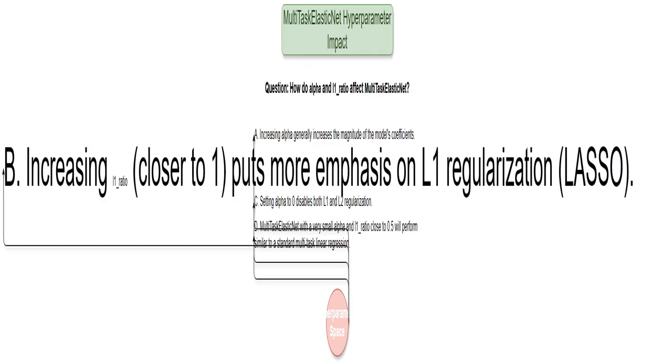Absolutely, that's correct. Increasing L1 ratio towards 1 increases the influence of L1 regularization, which encourages sparsity, setting some coefficients to exactly 0 in the model. Think of it like this. You're telling the model to simplify itself by using only the most essential features.